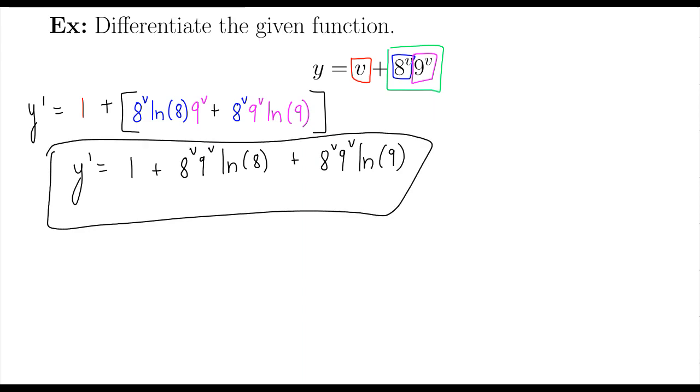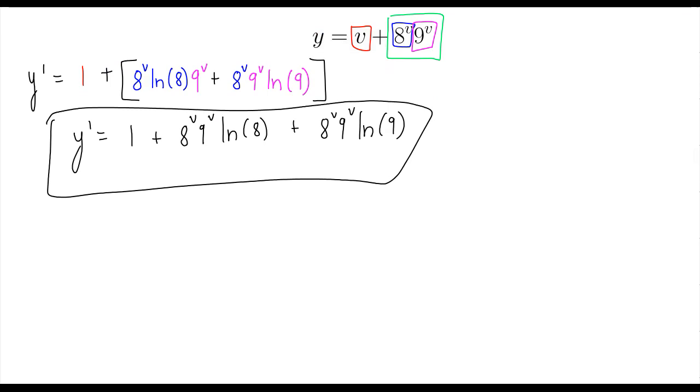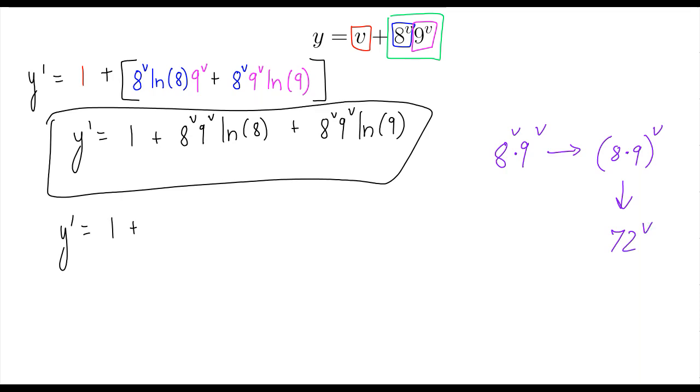Another way to simplify this, which is not necessary unless, of course, this is what is expected, which I am not expecting. You could recognize that, let me do this off to the side somewhere, 8 to the v times 9 to the v is actually the same thing as 8 times 9 to the v power, which is actually the same thing as 72 to the v power. Okay, so if you prefer that, you could do that. That would be 72^v natural log of 8 plus 72^v natural log of 9.